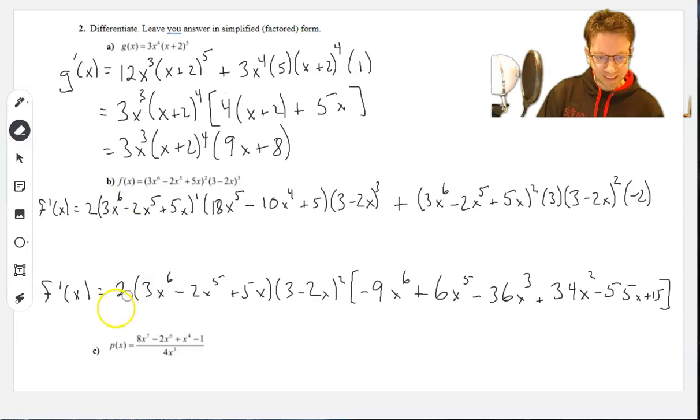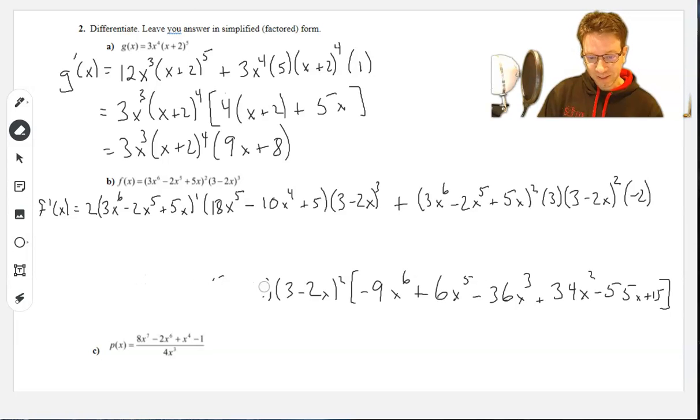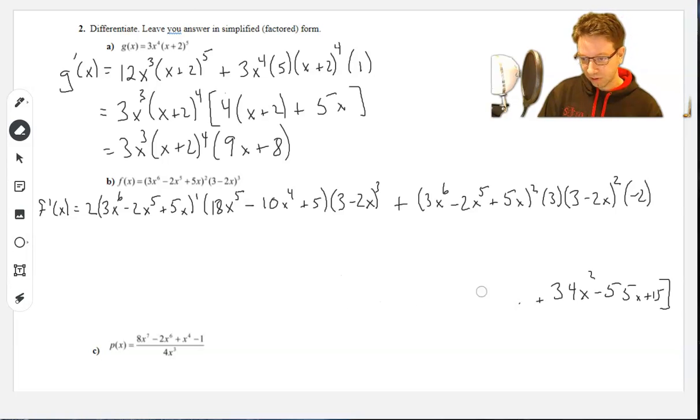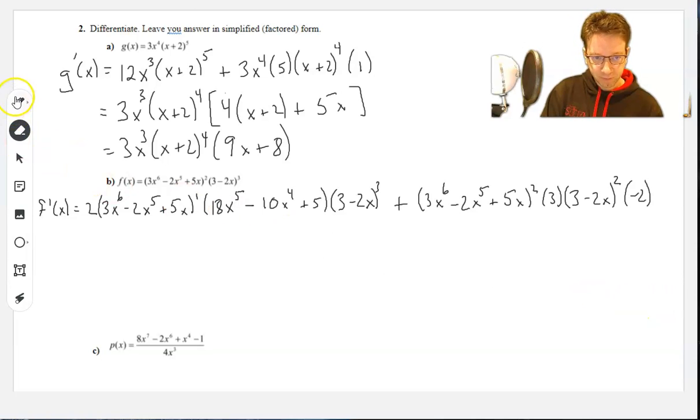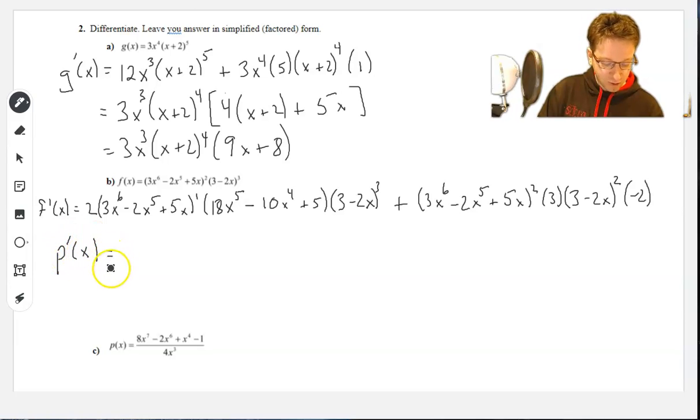And I'm actually going to erase that just to give us some room here to do the next one, to practice the quotient rule. So the next one's the quotient rule. And we got some big ones there. So I'm going to do it here. So p prime of x. So let's apply the quotient rule.